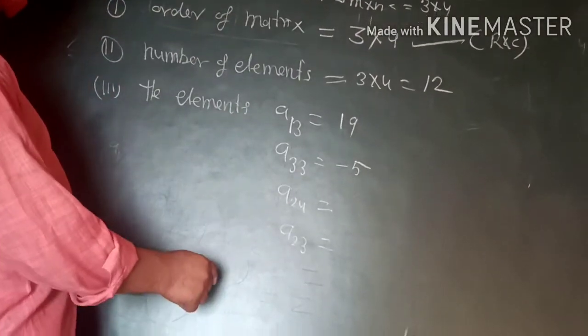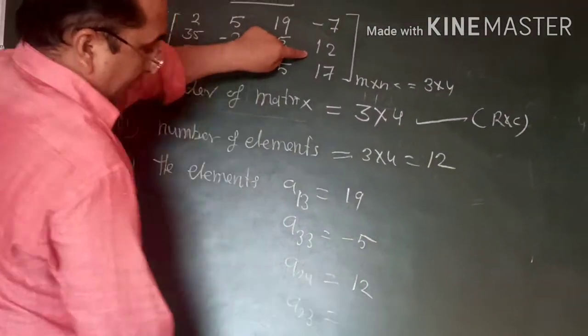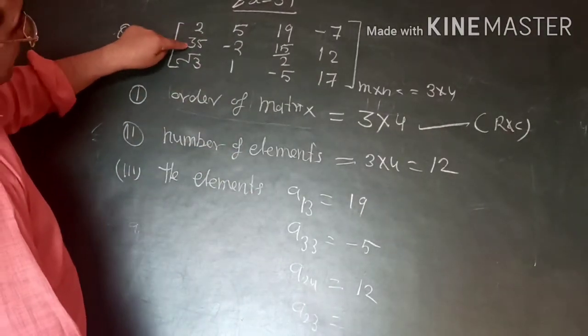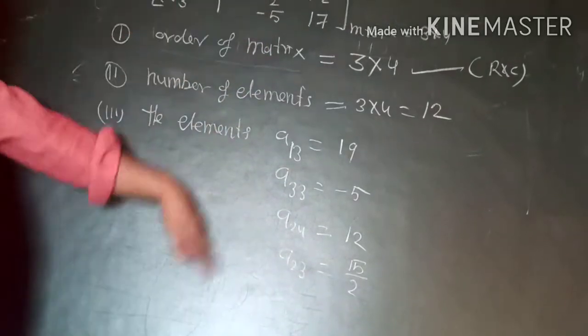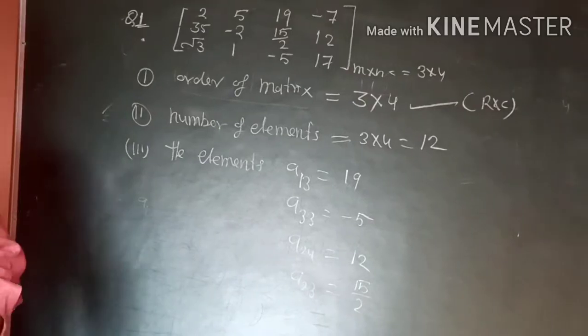A24: second row, fourth. 1, 2, 3, 4. 4 will come. Now A23: second row, third element. Second row, 1, 2, third. It means 15 upon 2 will come. This is the answer of question number first. Now come to question number second.